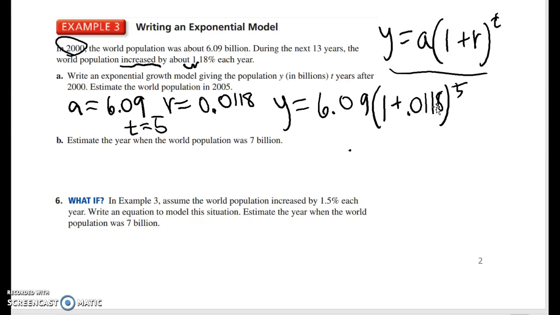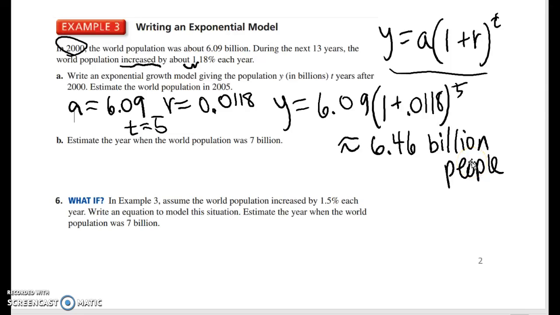When you calculate that out, you should get approximately 6.46, and this is billion people, because remember, we're calculating the world population in 2005, so in 5 years, based on this problem. We're going to do part B in class tomorrow along with the monitoring progress.